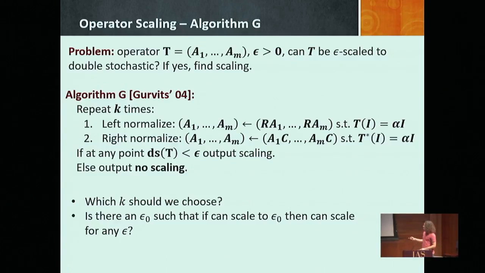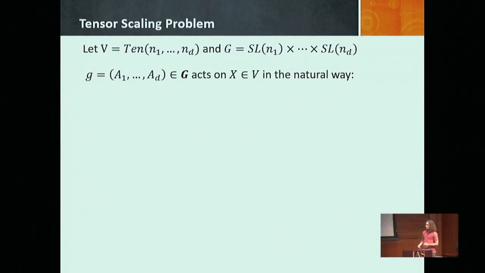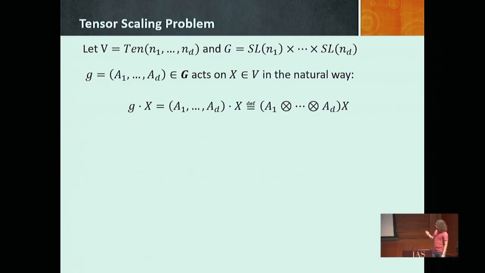Now let me describe the algorithm, the setup that Michael talked about in his talk. Now we have the tensor scaling problem. So I give you V, the tensor space, the space of all tensors of dimension n1 up to nd. And G is SL_n1 cross up to SL_nd. So you have invertible matrices, determinant 1, of dimension n1 up to nd, acting, again, as Ankit explained, on each slice of the tensor. And again, this is the action of G on X.